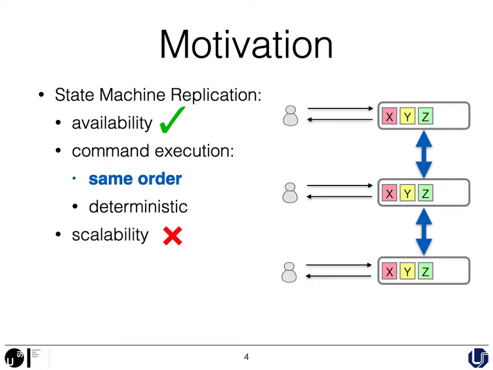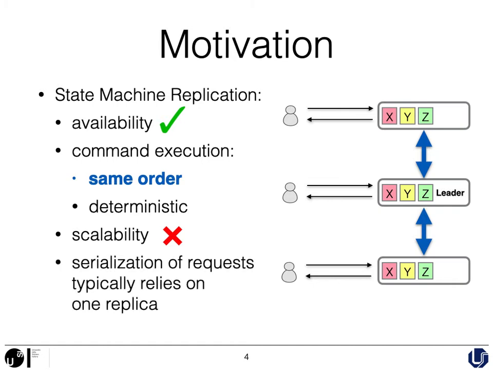SMR, on the other hand, does not improve scalability. Since all the replicas need to exchange messages to define the final order of an operation, we have, in the best case, a situation where the performance or the latency will be as good as a single replica execution. In typical SMR protocols, a special replica called the leader is defined as the one to serialize all the requests.